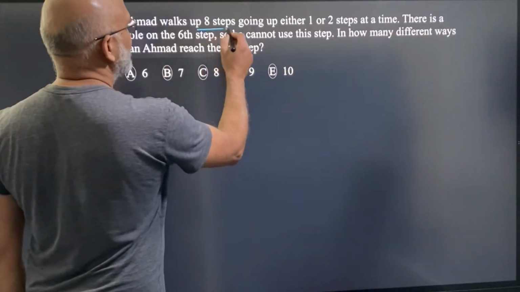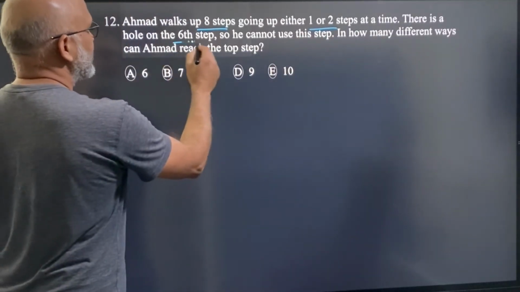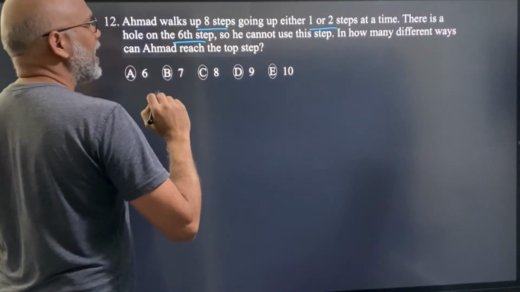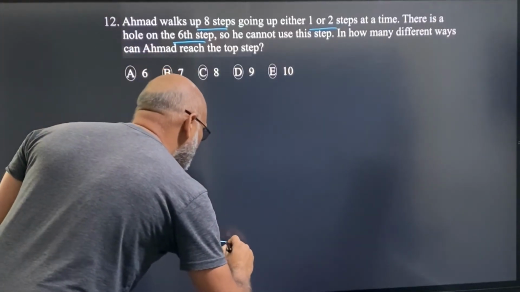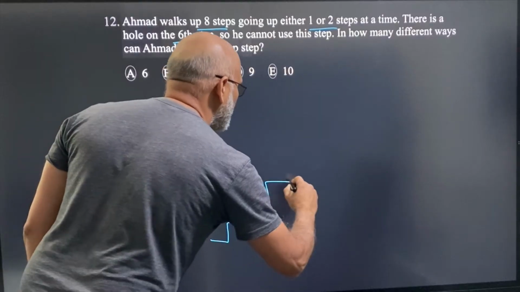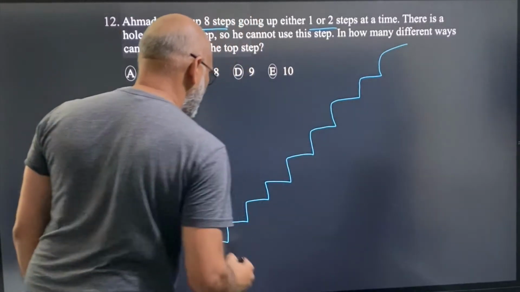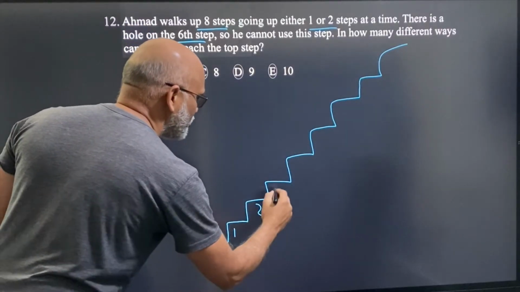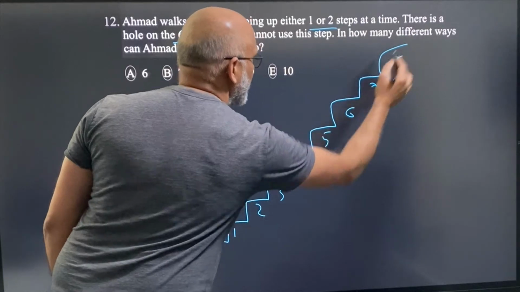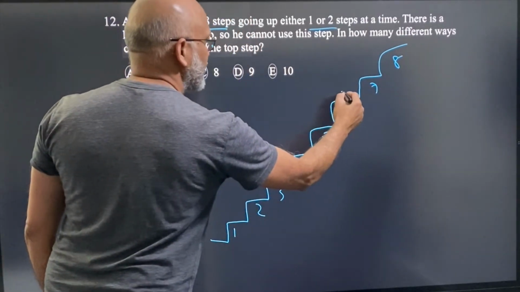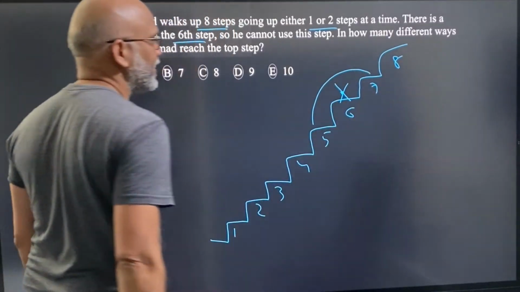Ahmad walks up 8 steps, going up either 1 or 2 steps at a time. There is a hole on the 6th step, so he cannot use this step. In how many different ways can Ahmad reach the top step? Let me draw the steps. 1, 2, 3, 4, 5, 6, 7, 8. Right? Number them 1, 2, 3, 4, 5, 6, 7, and 8. So there is a hole on the 6th step, so he cannot use this step. So he has to jump over like this.